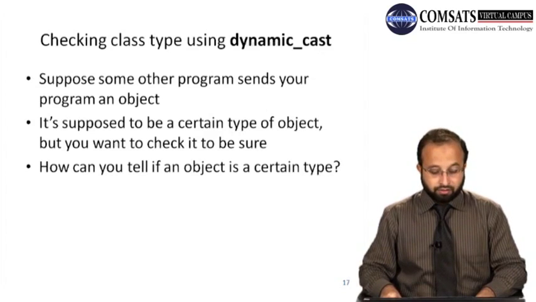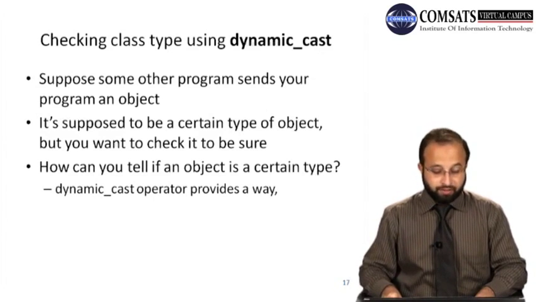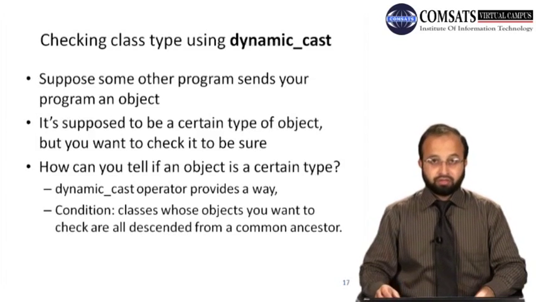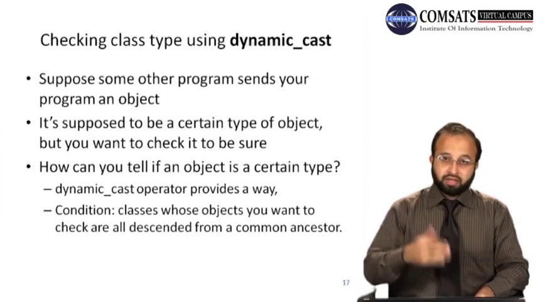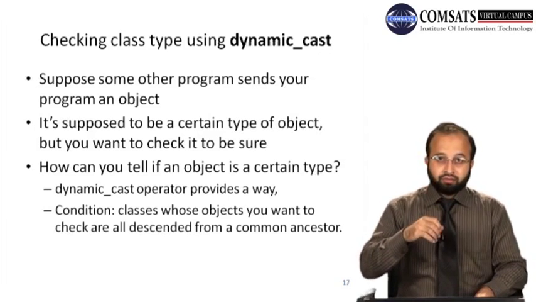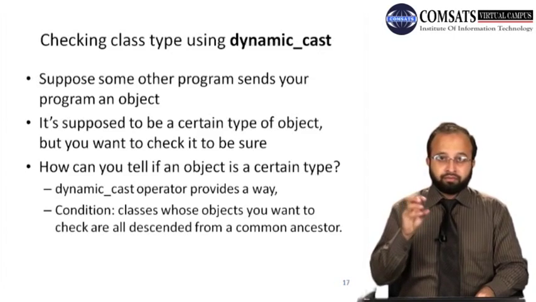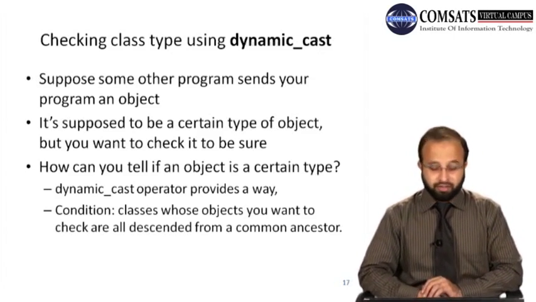So how can you tell if an object is of a certain type or not? The dynamic cast operator provides a way to check at runtime the type or the class of an object, and the condition is that the classes whose objects you want to check are all descended from a single base class, a common ancestor. So we will have a base class, and multiple classes inheriting from it, with multiple hierarchies. Now we can have an array of pointers of the base class type that can point to any of the derived class objects, right?